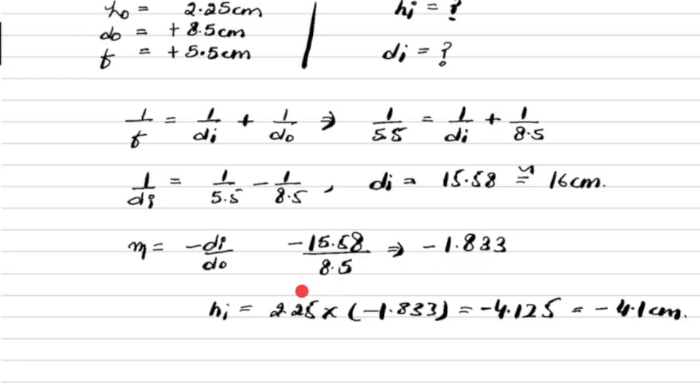If we want to calculate the height of image, we will just put the size of the object and multiply it with the magnification, minus 1.833, and you will get minus 4.125, or minus 4.1 centimeter. This negative sign tells that the image is inverted. So that is what we want to know here.